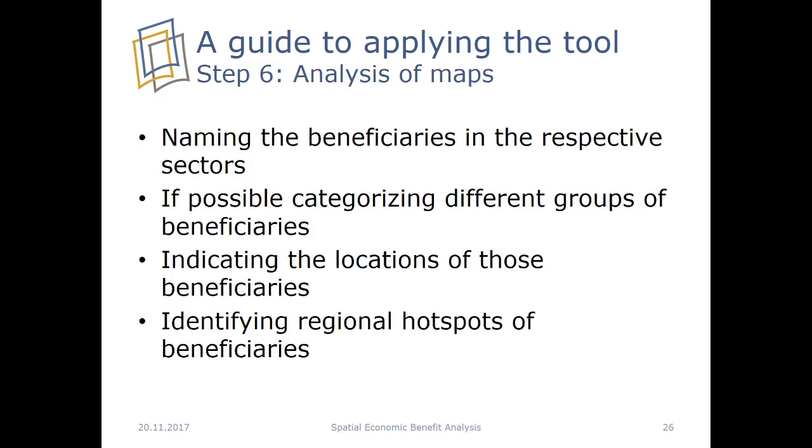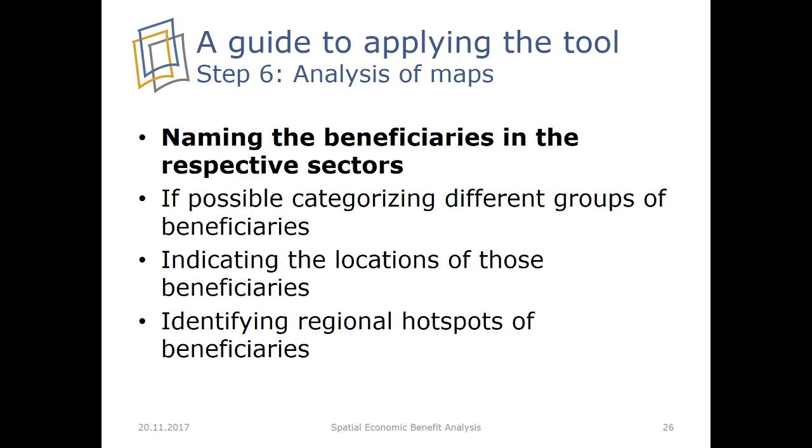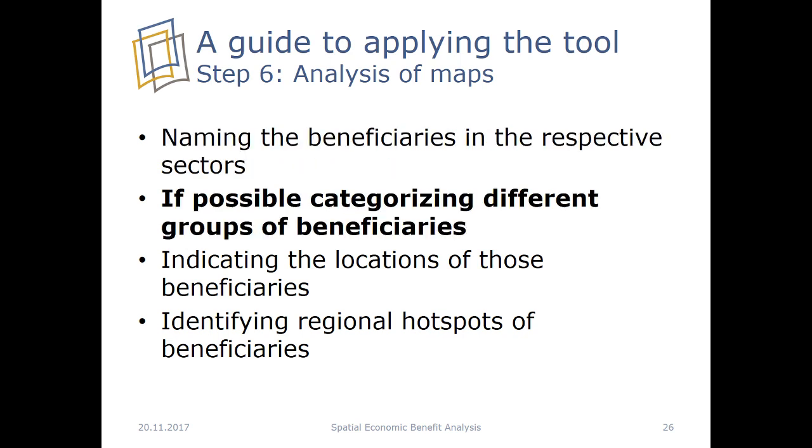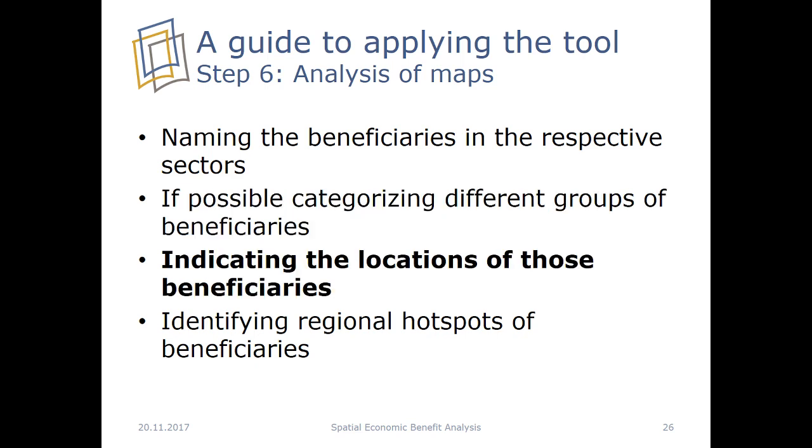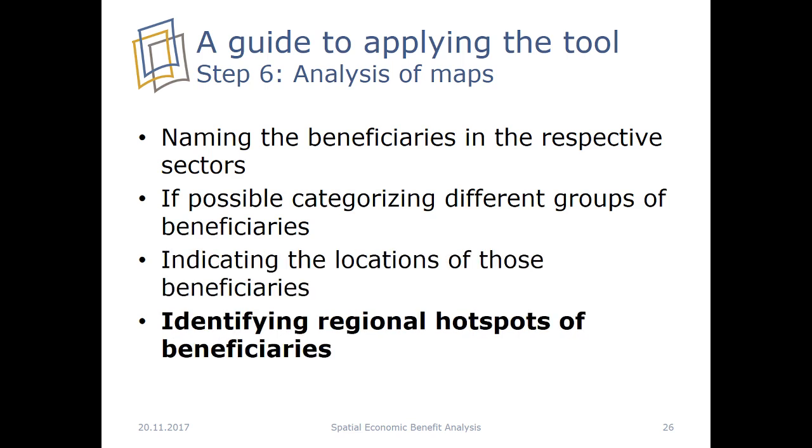In general, the survey should result in naming the beneficiaries in the respective sectors, if possible categorizing different groups of beneficiaries, indicating the locations of those beneficiaries and different subgroups, and in identifying regional hotspots of beneficiaries, possibly also differentiated by subgroups.